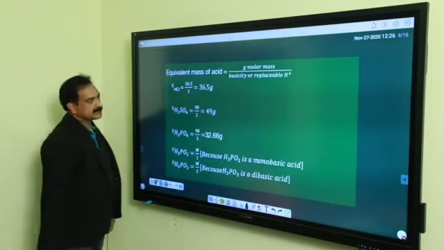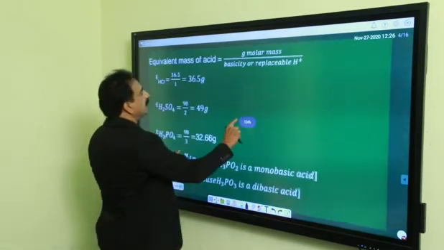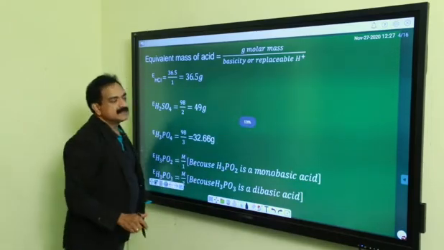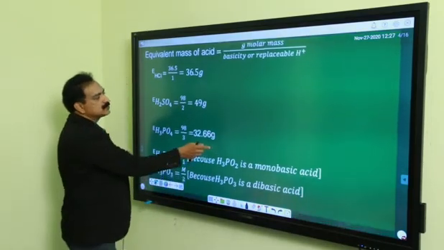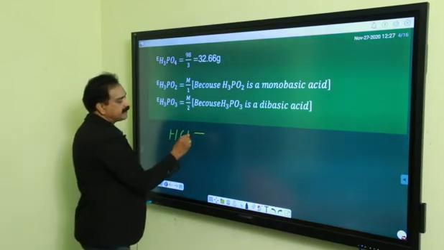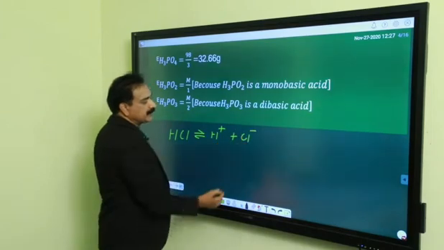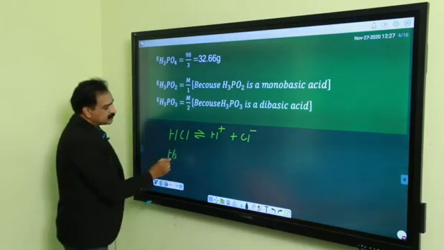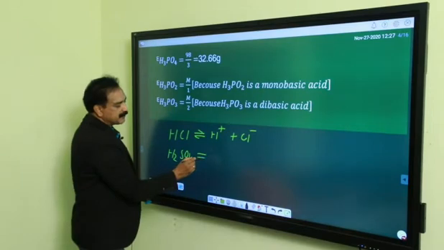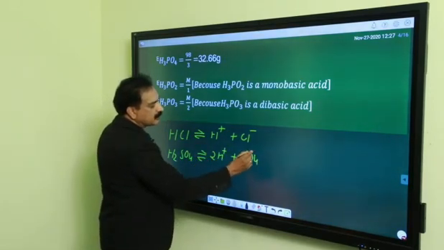Now come to the next case, the equivalent mass of an acid. An acid is a substance which can lose H positive. Like HCl is an acid. Why is HCl an acid? Because it loses H positive. Look at H2SO4. H2SO4 is also an acid. It loses 2 H positive plus SO4 2 negative.